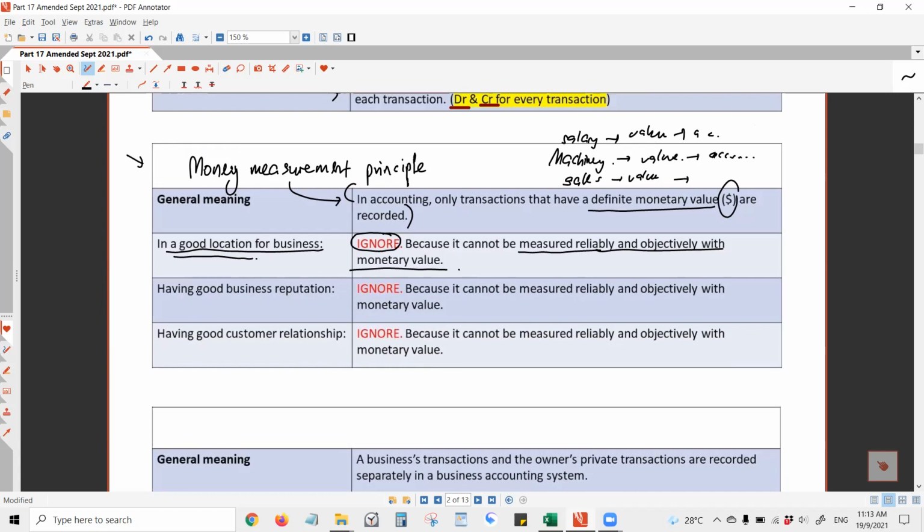First example is good location in a business. Now, second one, having good business reputation, or you call it image. You have a good business image. All the people like your business very much. For example, you always use Gmail, you always use Google Drive, you always use Google Classroom.